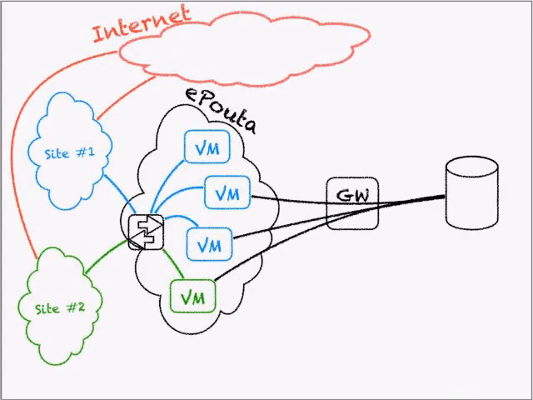And this picture explains the current setup. So there are two customers in ePortal, a green and a blue one, and both customers have virtual machines in ePortal, and they can access this storage via this network gateway. If they want to connect to the internet, they have to do it from their own network. So there is no network connection to the internet from ePortal at all.